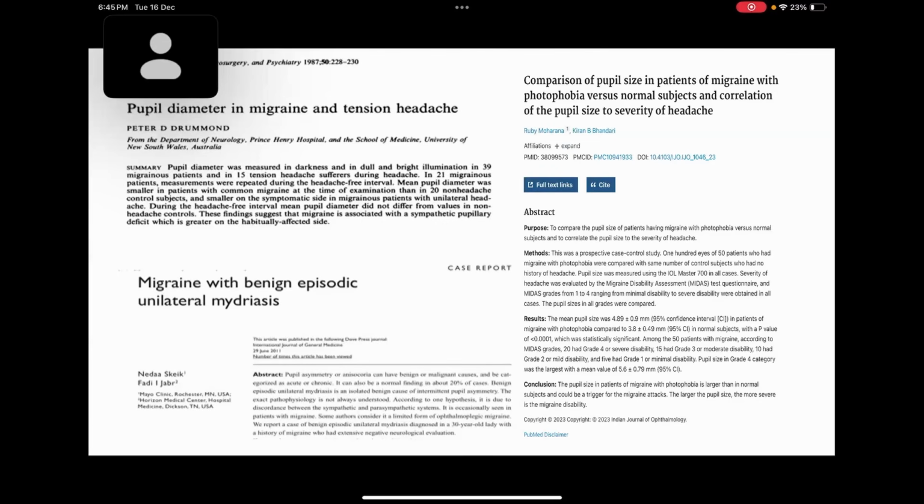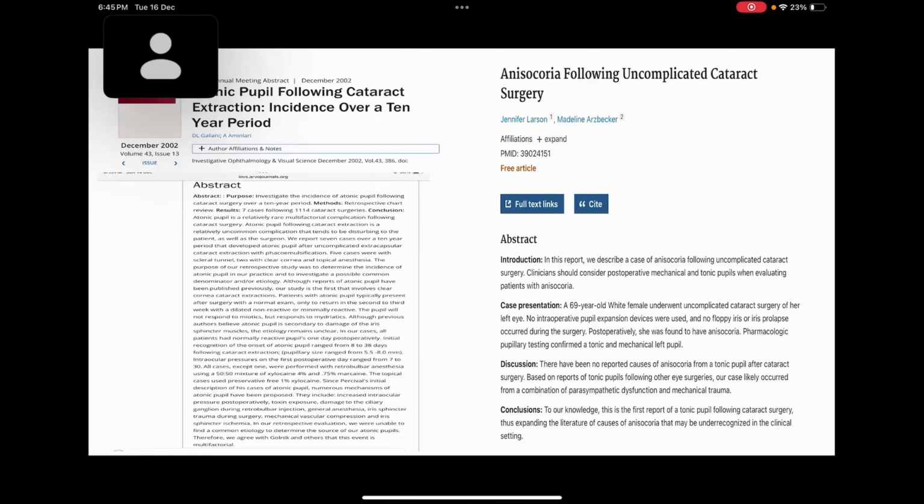Now, my second concern was that we are dealing with something post-cataract. Has this anisocoria been documented, especially this dilatation after an uncomplicated cataract surgery? Yes, we have numerous studies. This was a study done over a period of 10 years where only 7 cases were identified. 7 patients had developed a tonic pupil. It was a completely uncomplicated surgery.